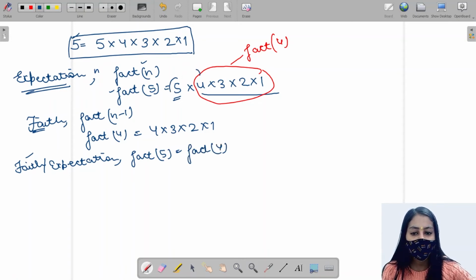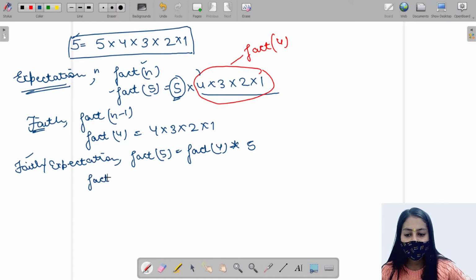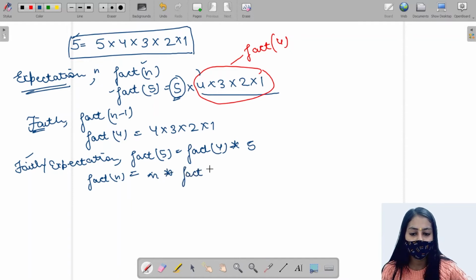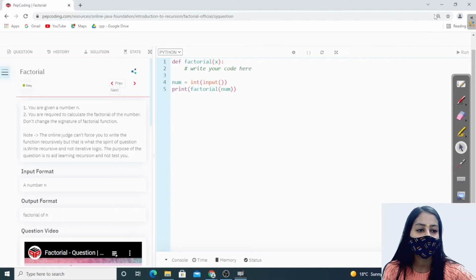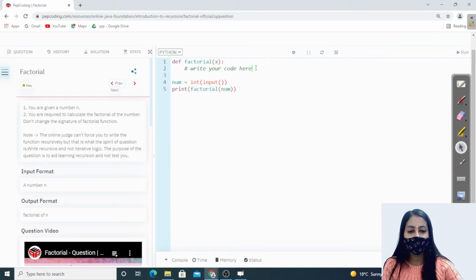We have to multiply the number with that factorial. So we have to multiply 5 with it. So our factorial of n will be what? N, the number itself, multiplied by factorial of n minus 1, right? This is our high level thinking. We have figured out our expectation and faith, right? So let's execute this high level thinking.